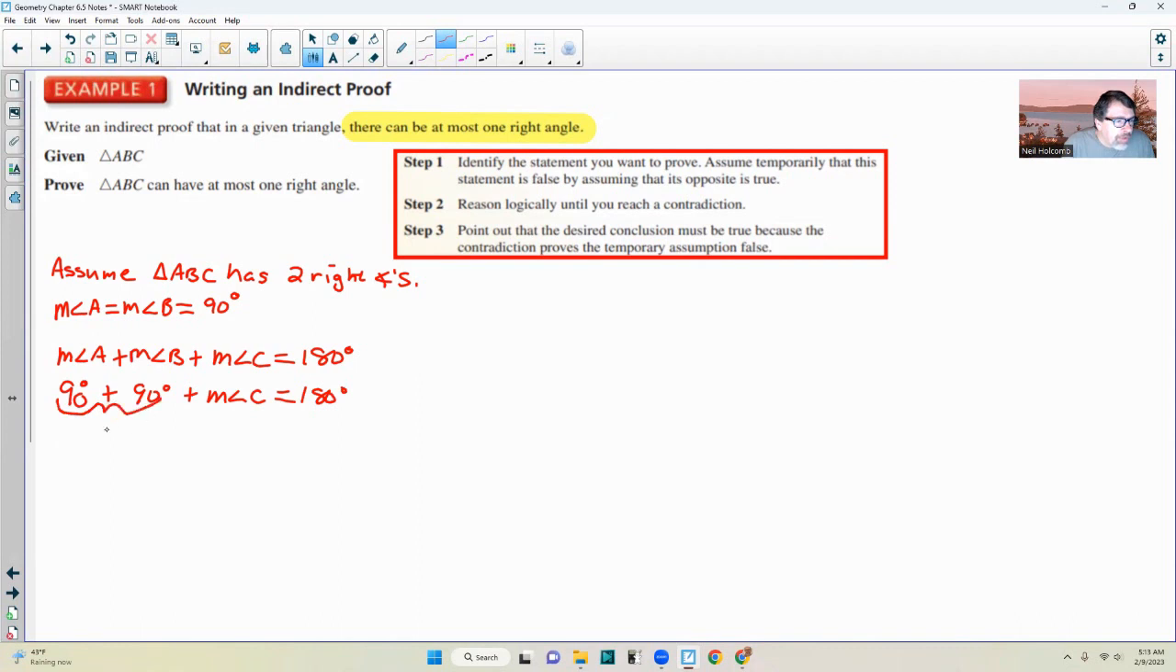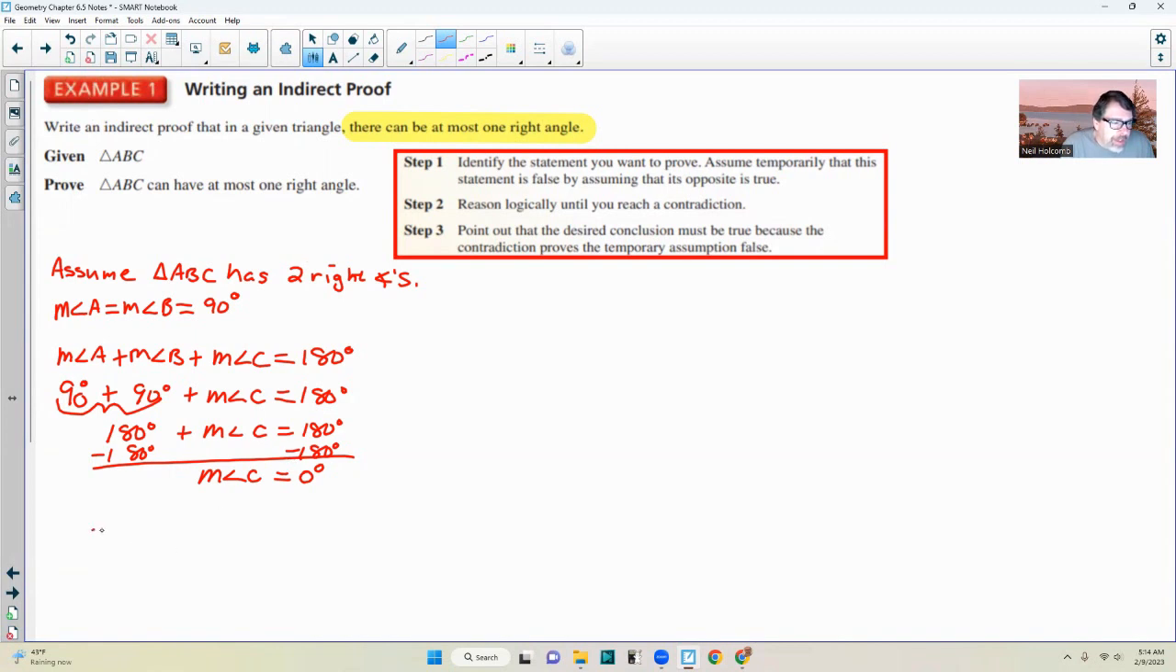Well, if I combine my two angle measures, I get 180 degrees plus the measure of angle C equals 180 degrees. Subtracting 180 degrees from both sides, I get the measure of angle C equals 0 degrees. Okay, so there's my contradiction. Since the measure of angle C equals 0, by the subtraction property of equality, the triangle cannot have an angle measure of 0 degrees. So this contradicts our given information. And so the assumption that triangle ABC has two right angles must be false, which proves that triangle ABC has at most one right angle.